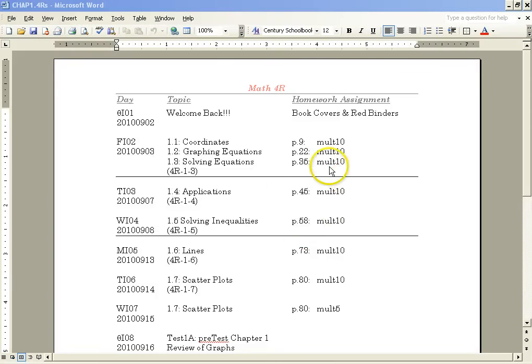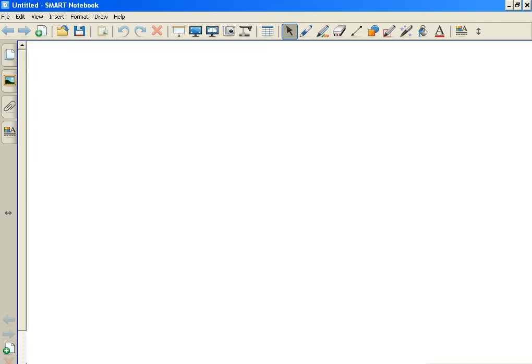Okay, tonight's homework is on page 45. It's multiples of 10. All right, so 10, 20, 30, 40, 50, like that, okay? Let's take a look at some sample questions like that. Okay, so let's start. Take a look at number 15.